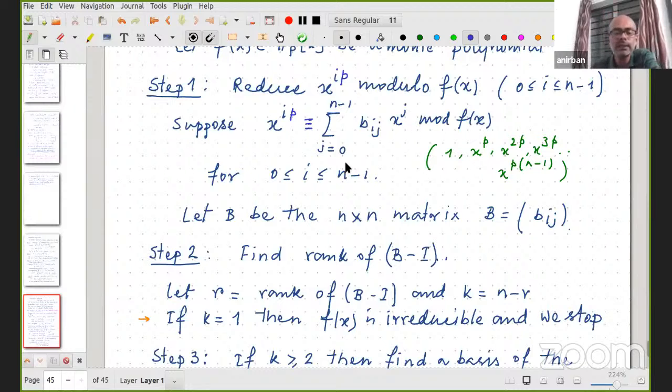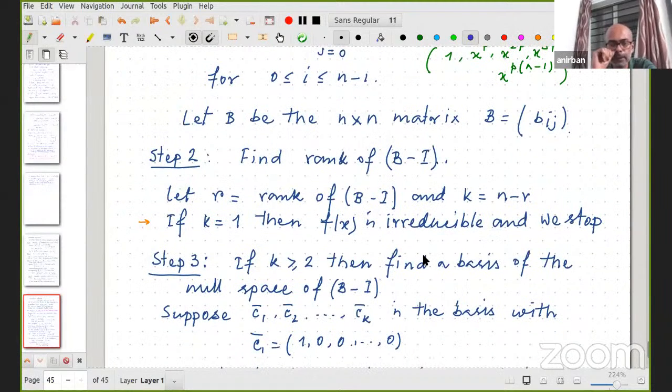So once we reduce modulo f(x), we have these polynomials. And once we bring out all these coefficients, we gather the coefficients to form a matrix, which we call B. And we look at B minus the identity matrix. So I is the n cross n identity matrix. Now the null space of this matrix gives us the solution. So how do we go about that? The dimension of the null space is going to be equal to the number of irreducible factors of f(x). So if that dimension is 1, then we just stop.